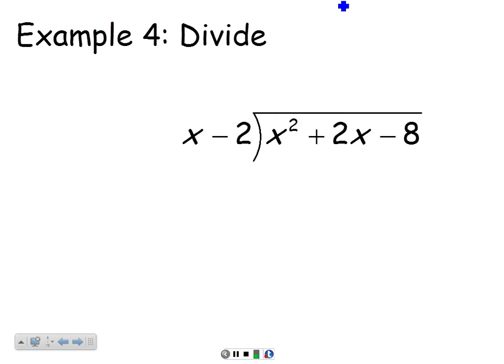Alright, so let's try again. Remember, daddy, mother, sister, brother. If you ever get lost in what you're doing, follow this acronym: daddy, mother, sister, brother. So we're going to divide. X squared divided by x is going to give you x, so that goes up top. Multiply around. X times x is going to be x squared, and x times negative 2 is negative 2x.